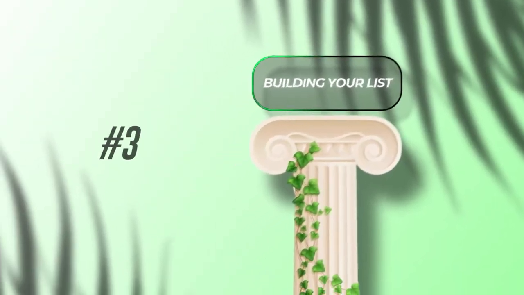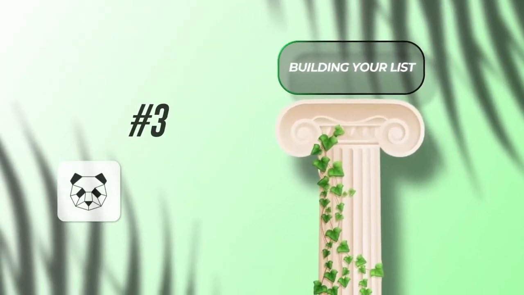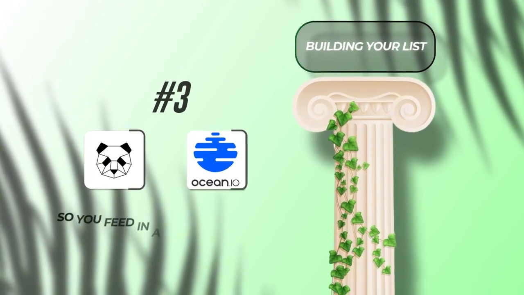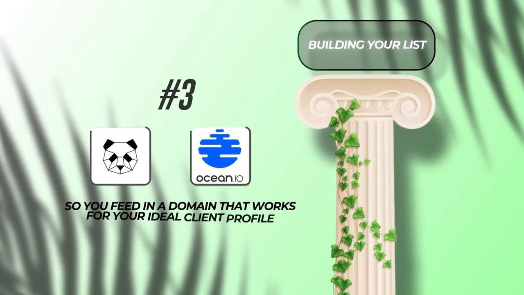So I prefer method number three, which would be to use a tool like PandaMatch or Ocean.io is another example. These do lookalikes. So you feed in a domain that works for your ideal client profile. Let's say I'm going after Nike. I can plug in Nike.com and it's going to give me a list of up to 10,000 lookalike companies that are extremely close to the description of what that company does. So you seed that in, pull those down, and then we're going to take it all to Clay. And that's where we're really going to enrich our contact data.